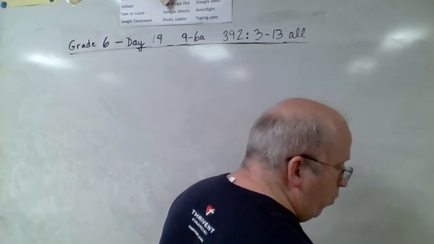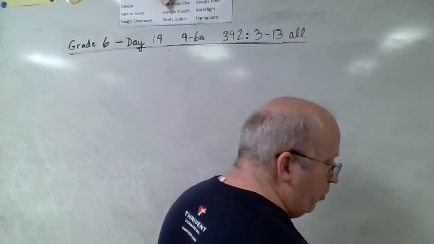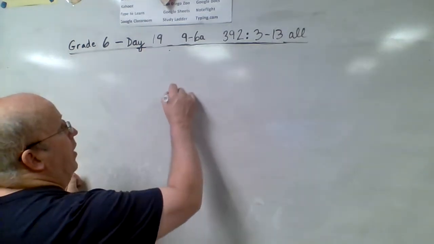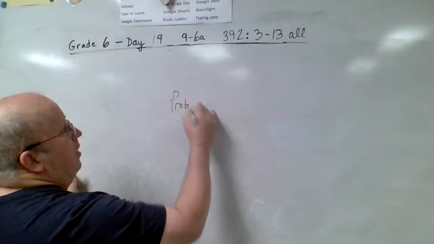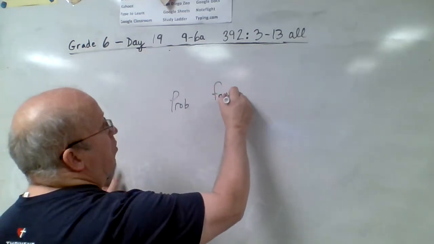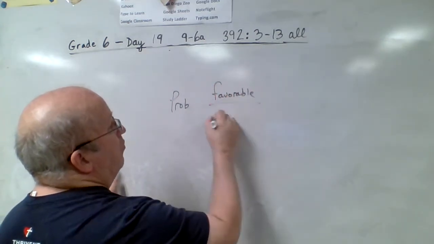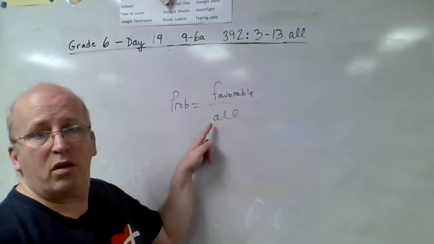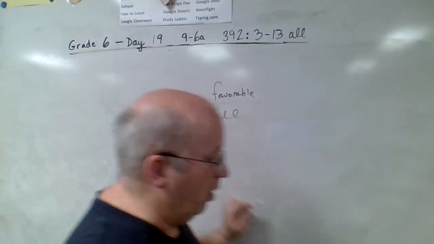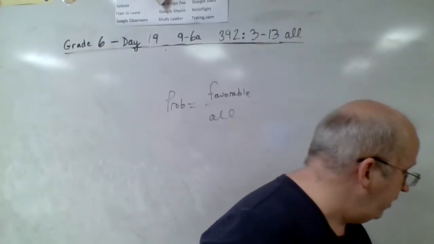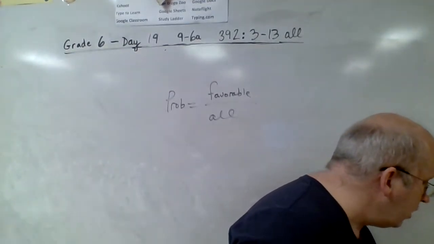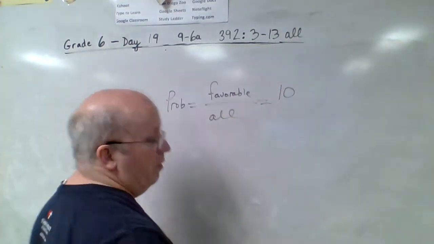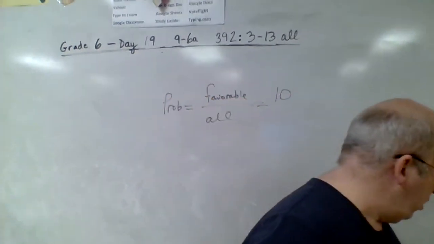Examine the bar graph. What is the probability that a student's favorite picnic game is sack racing? Well, remember that probability is the favorable outcomes over all of the outcomes. Probability equals favorable outcomes over all of the outcomes. What is favorable to the idea of sack racing? Well, looking at the chart, that number is 10.